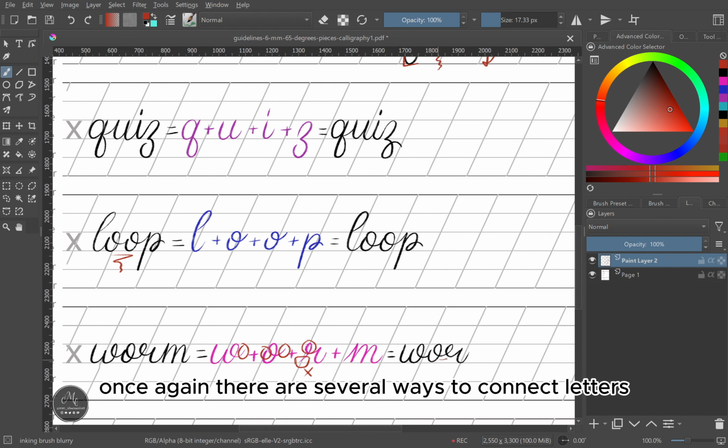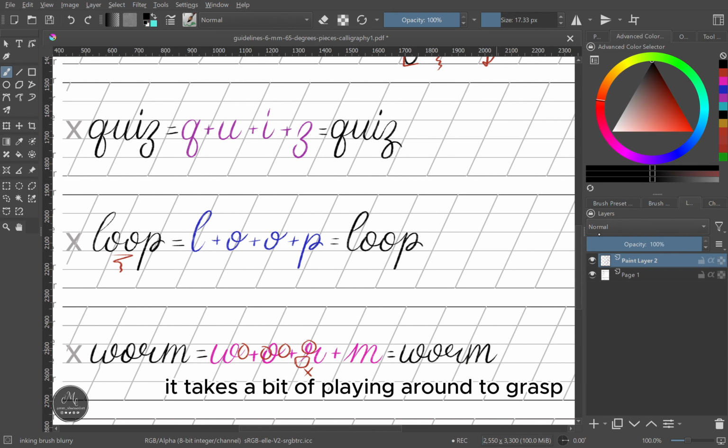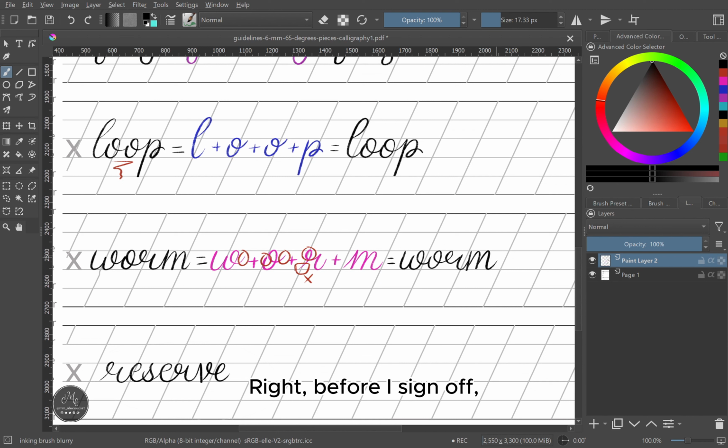Once again, there are several ways to connect letters. The ones I'm showing here aren't the only option. It takes a bit of playing around to grasp what works the best for you. Right, before I sign off, a little exercise for you guys. Can you figure out what is wrong with the way I've written this word? I'll give you a moment to think.